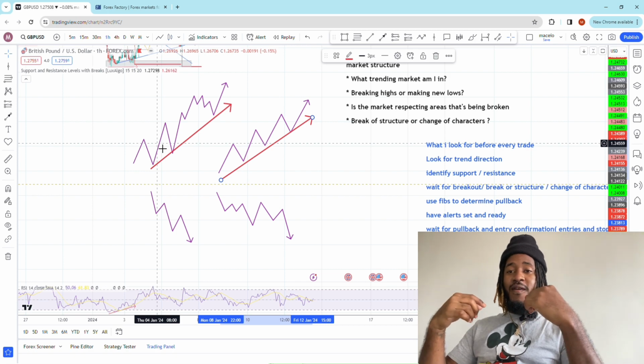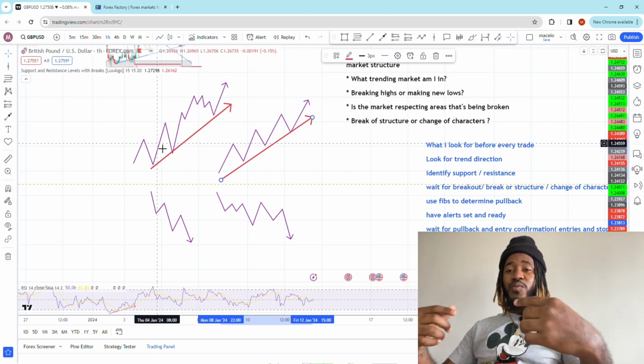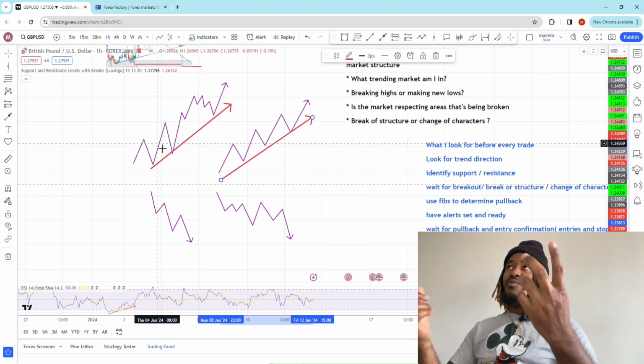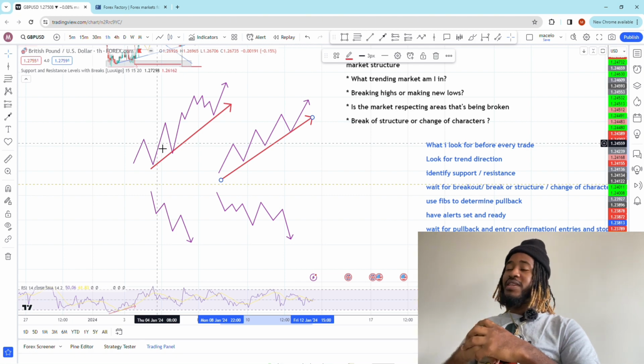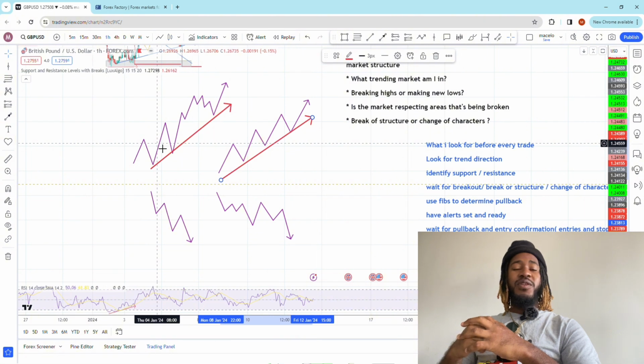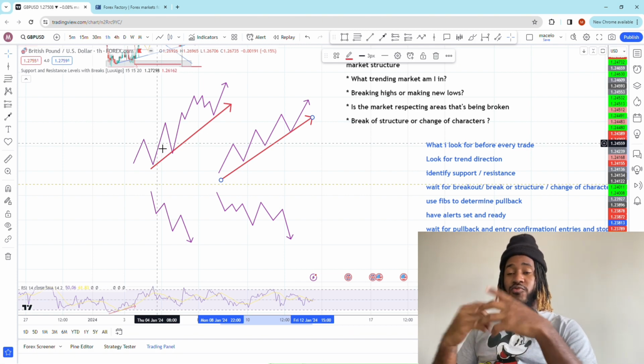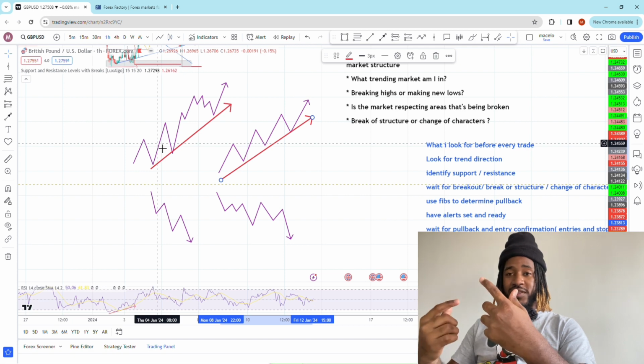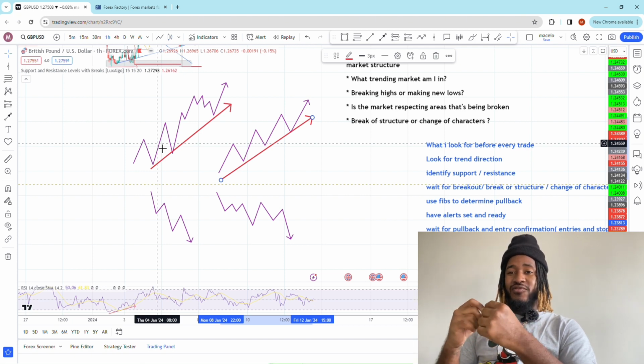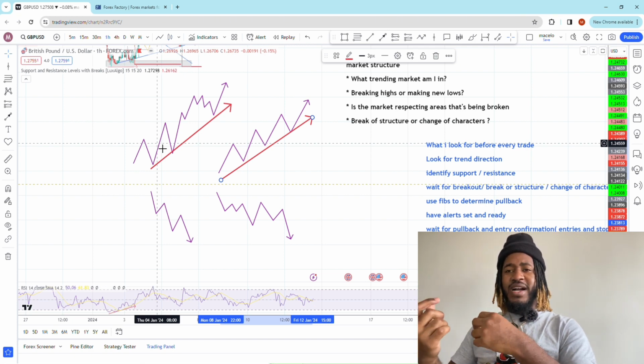We are, once again, we are called, what is it? We are not the big money makers. We're not the banks. We're not the big investors whatsoever. We are retail traders. That's the word. We are retail traders. So as a retail trader, we try to identify and try to figure out which way the market's going to go.